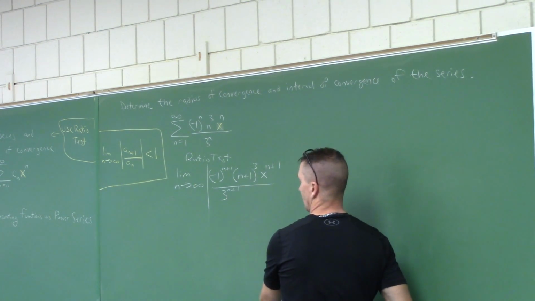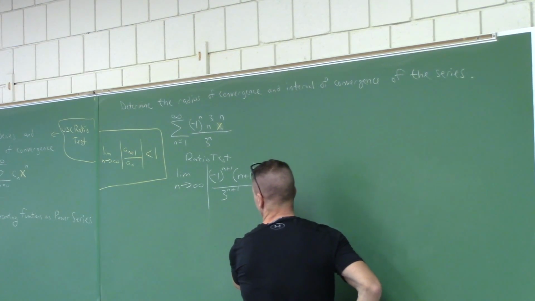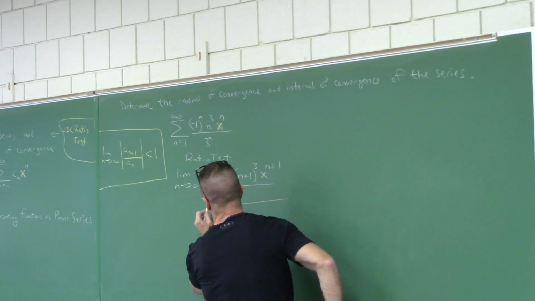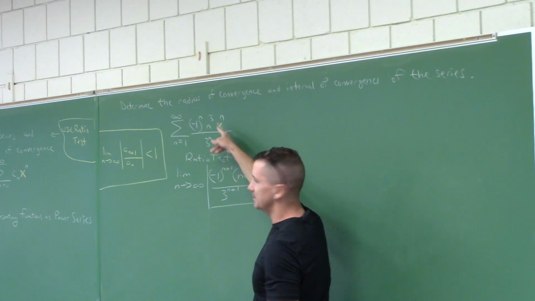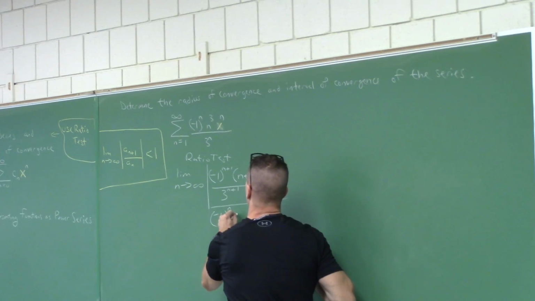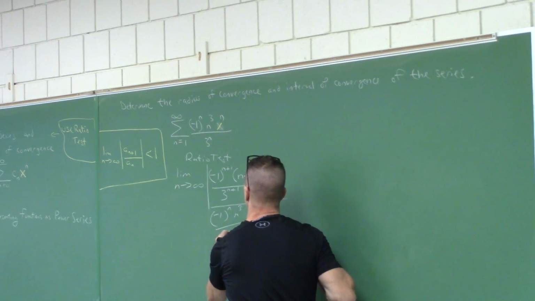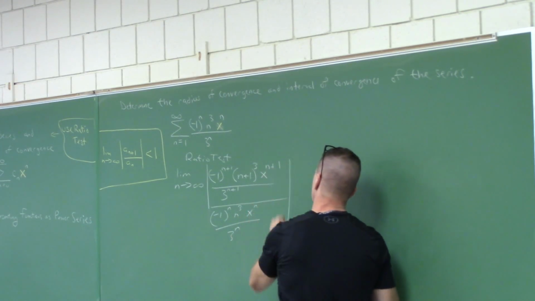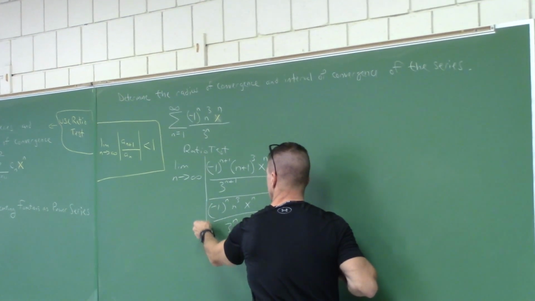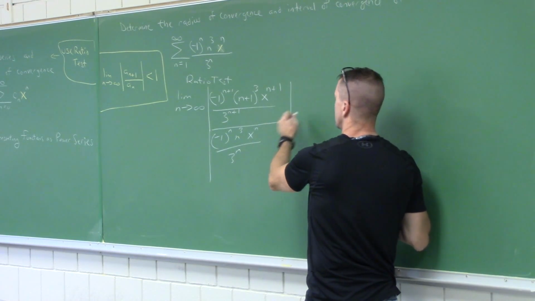Now I got to put this all over what? A long fraction bar. And what's this all over? I just repeat the expression. All right. Negative 1, n cubed, x to the n, all over 3 to the n, absolute value bars. And when will this converge? I might as well put it over here: when this entire limit is less than 1.